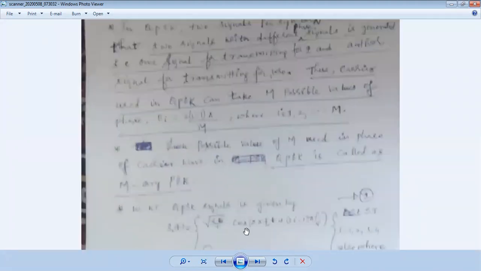What we need to change in the QPSK equation, which you know, is root of 2E by T into cos of 2 pi f_c t plus (2i minus 1) pi by 4. Instead of pi by 4, we can take it as M. That is exactly the M equation, where E is the energy of the signal. This equation we call MPSK.